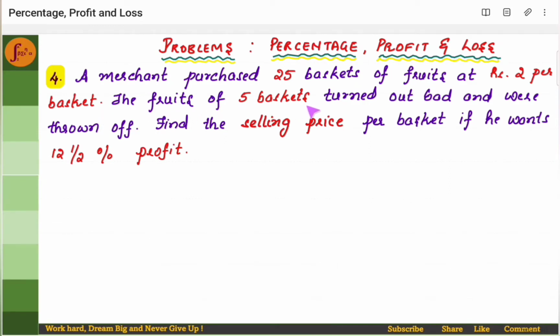Let's take this particular problem where a merchant purchased 25 baskets of fruits at rupees 2 per basket. The fruits of 5 baskets turned out bad and were thrown off. Find the selling price per basket if he wants to get 12.5% profit.